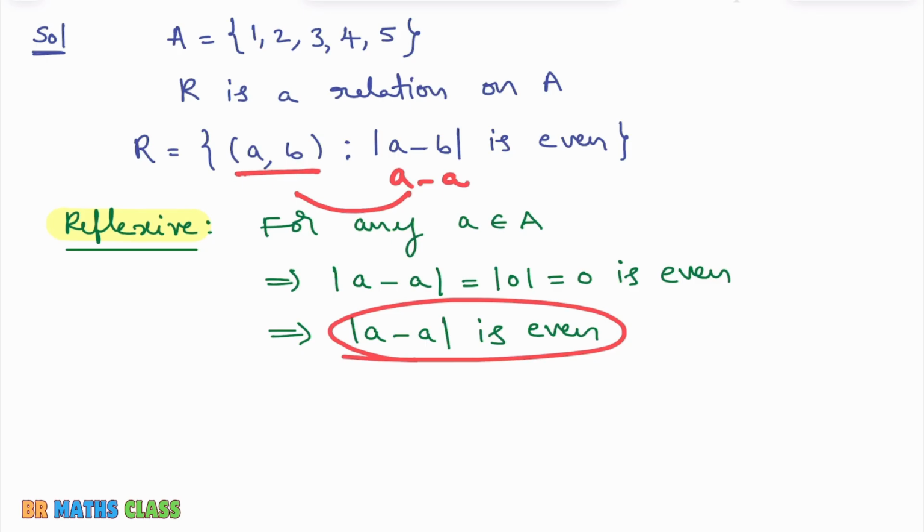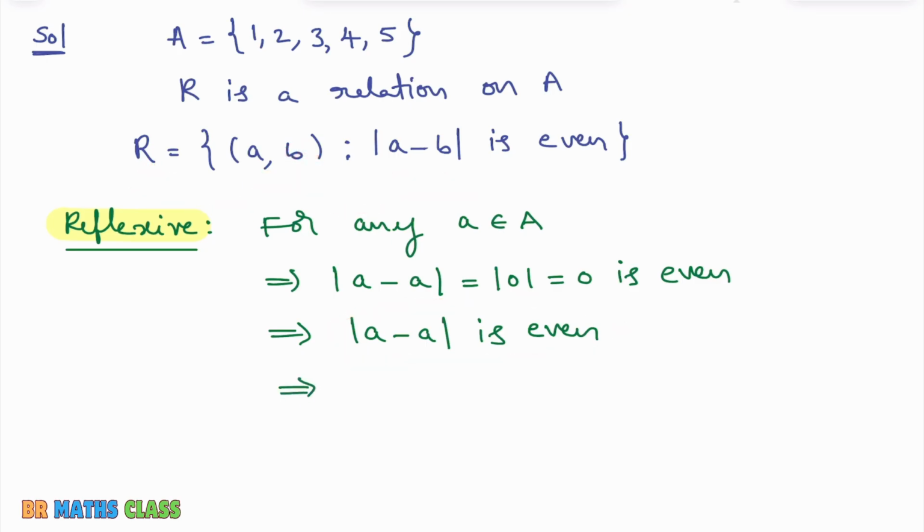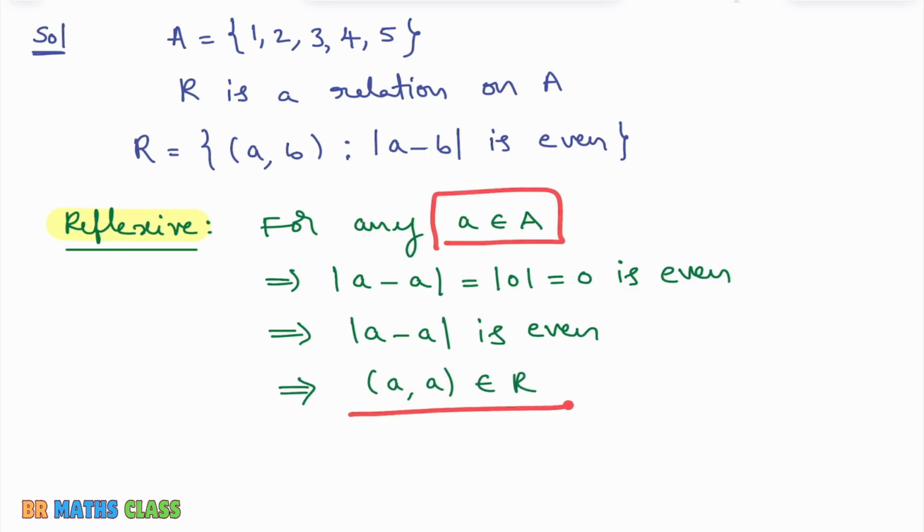I can say that the ordered pair (a, a) belongs to this relation. From this, we can write that the ordered pair (a, a) belongs to the relation. So, for any a in set A, the ordered pair (a, a) belongs to this relation. So, I'll say that this relation is reflexive.